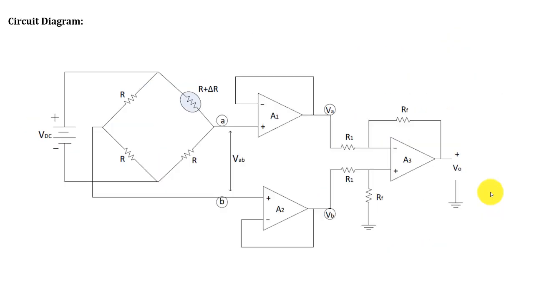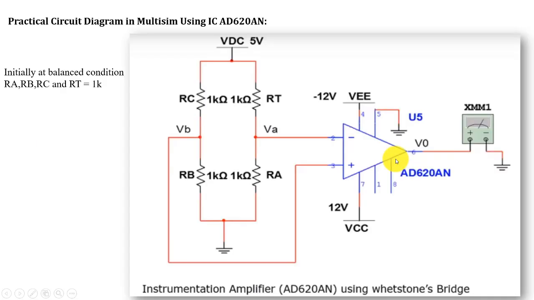So we are using the instrumentation amplifier IC. This is a practical setup or circuit diagram of a 3 op-amp circuit, but in our case we are using the AD620AN IC, which has an inbuilt instrumentation amplifier.